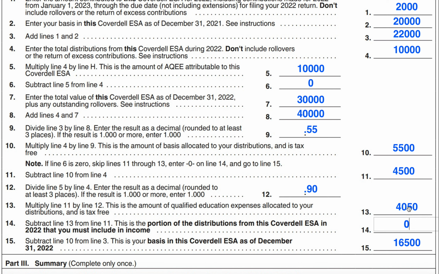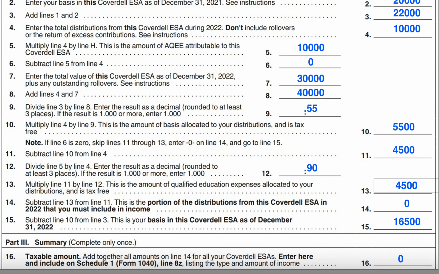Let's go back to where we had it before. So in this case, it's completely tax-free. We don't have to include any of it in our income, but we do need to subtract the $5,500 from the original $22,000. That was our basis. So that gives us $16,500. That's going to be what we track for next year.